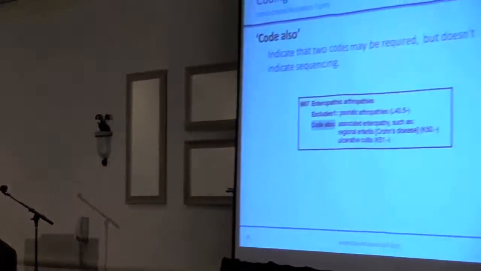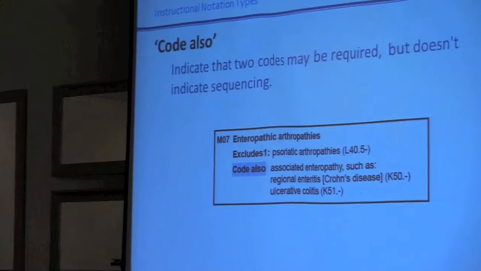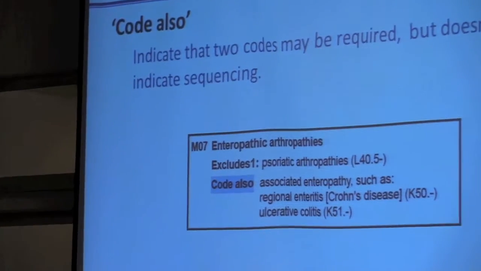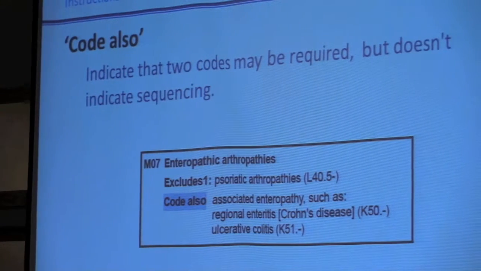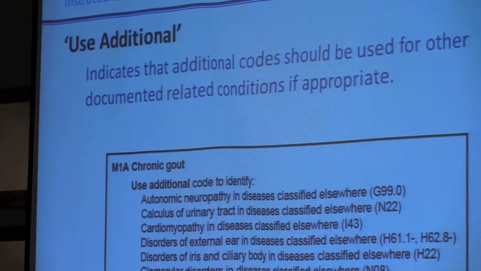Code also, pretty straightforward. Patient has enteropathic arthropathy. I would not code psoriatic arthropathy with it. It just doesn't belong there. Now, I don't know why, it seemed to me that was obvious. I wouldn't code those two things together. Code also if the patient had Crohn's disease, etc.